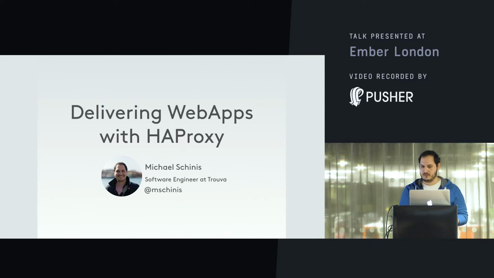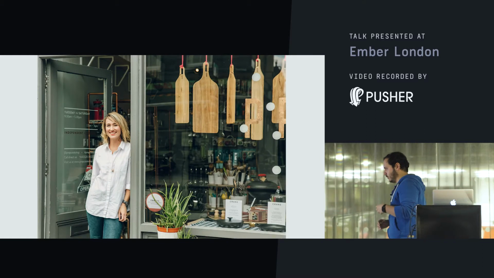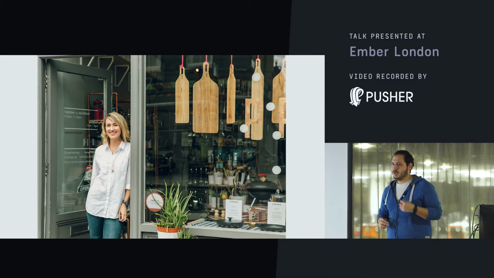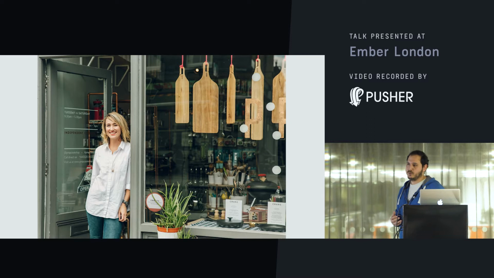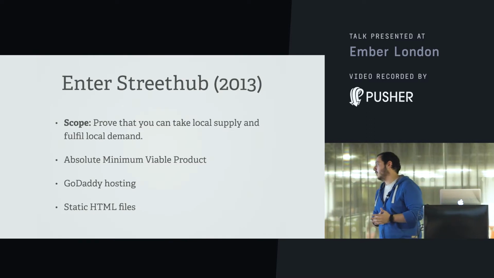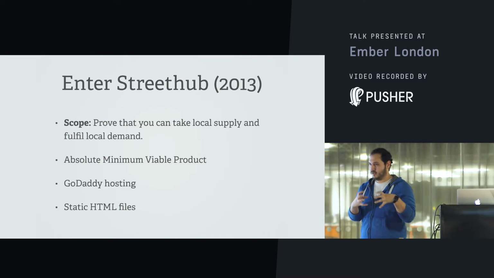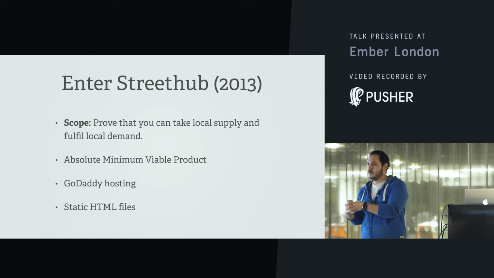So a little bit about the history of Trouva and what Trouva is. Trouva is an e-commerce platform for independent retailers. Our goal since we started in 2013 was to always bring truly unique products to the hands of everyone across the world. And Trouva was originally named Streethub when we launched in 2013. Our goal was to prove that we can take the local supply and fulfill local demand.